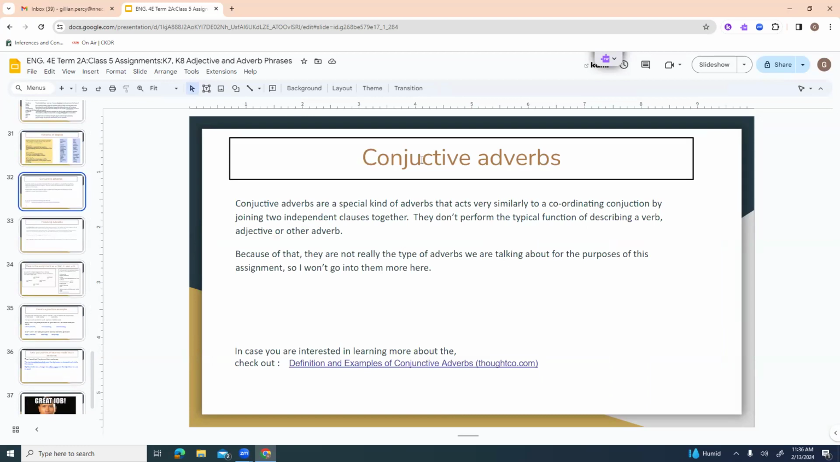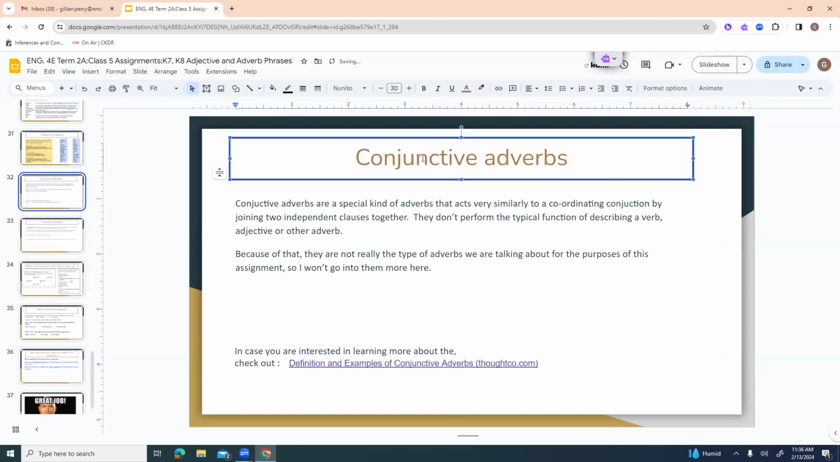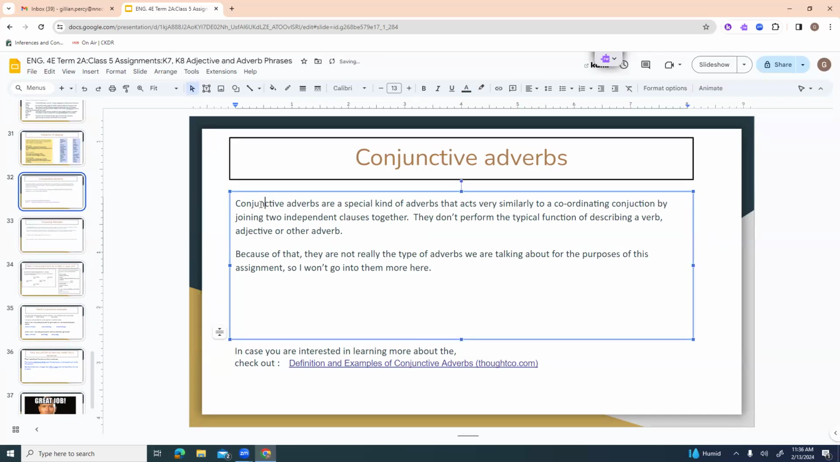Conjunctive adverbs. Conjunctive adverbs are a special kind of adverb that acts very similarly to a coordinating conjunction by joining two independent clauses together. They don't perform the typical function of describing a verb, adjective, or adverb. Because of that, they're not really the type of adverbs we're going to be talking about for the purposes of this assignment. So I won't go into them more here, but I wanted you to know they exist.